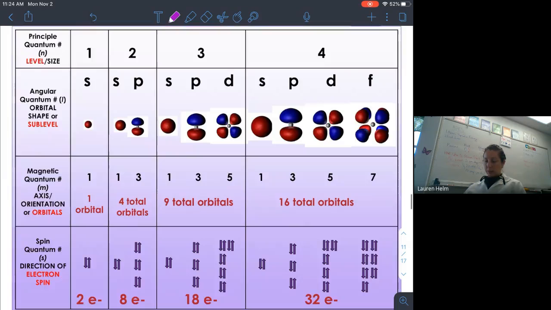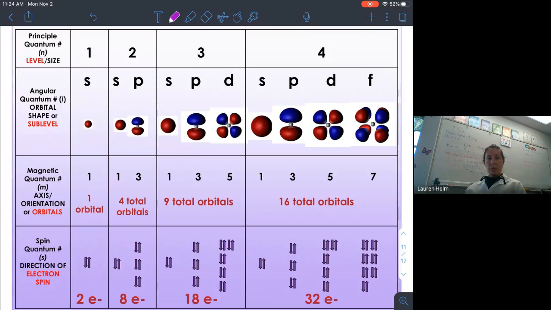So let's summarize. Our principal quantum number is how far they are from the nucleus, and it's given a whole number, 1, 2, 3, 4. The bigger the number, the further we are from the nucleus. Our sublevels are the shape of the path that that electron is taking. We have 4 variations, S, P, D, and F. The magnetic quantum number is the orbital. That's the number of spaces we have on that sublevel to hold an electron, every orbital holding 2.